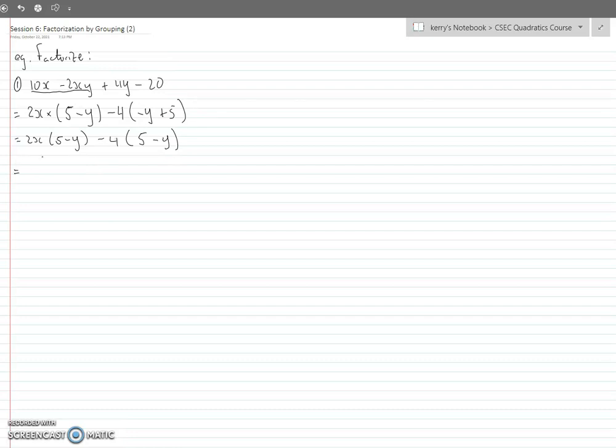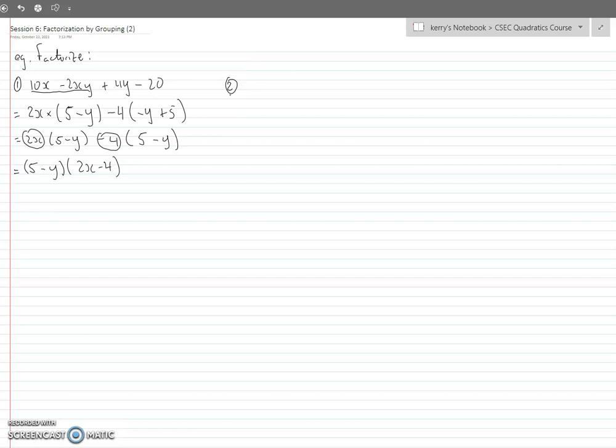Now we have our common term 5 minus y. We take that out and we could now put what is outside the brackets, which is 2x minus 4, into the next bracket. Now, if you're unsure how we went from this step to this step, feel free to watch video 5 in this series. Video 5 in the series will be factorization by grouping 1, and that will explain how we took out this 5 minus y and ended up with this inside here, in case you want to clarify a little bit more. Remember, you want to watch this series in order as much as you could. So let's go again.